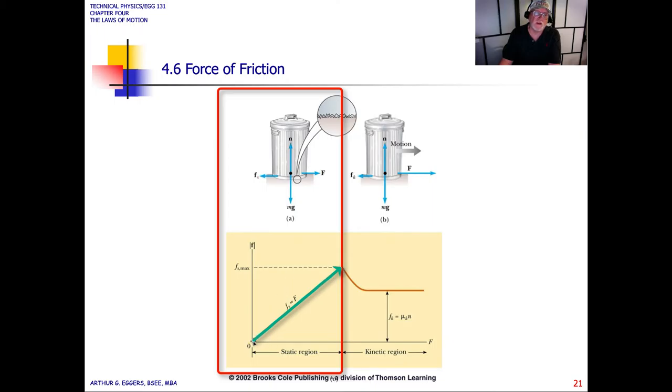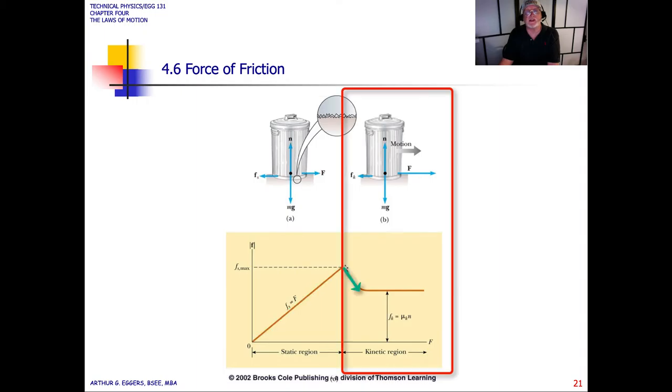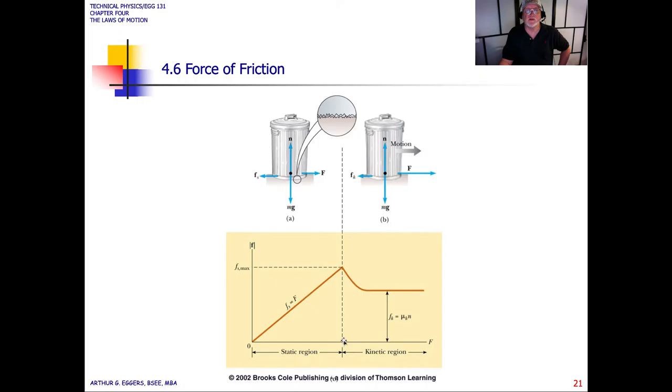From here to here, the trash can's not moving. As soon as it breaks loose, you'll notice that the frictional coefficient changes from mu s to mu k, and the can starts to move, and then we have some constant value of force. So at this point, the coefficient of kinetic friction takes over, and now we have mu k times N. So we have two regions for this problem: up to the point where it starts to move, and from the point where it's moving continuously.